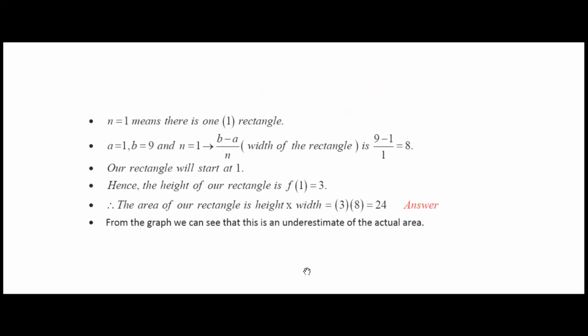Let's be a little more precise here. N is 1, A is 1, B is 9, so B minus A over N is 9 minus 1 over 1, or 8 over 1, which is 8. One rectangle. This is the width of the rectangle. f of 1, which is 3, is the height of the rectangle. So the height, which is 3, times the width, which is 8, gives us the area of that rectangle.